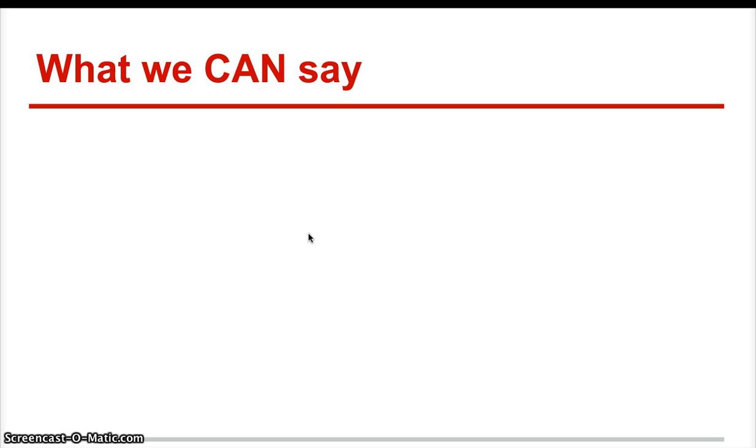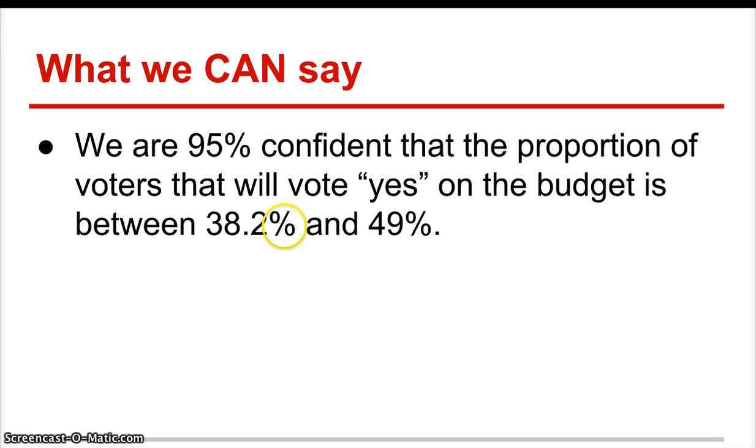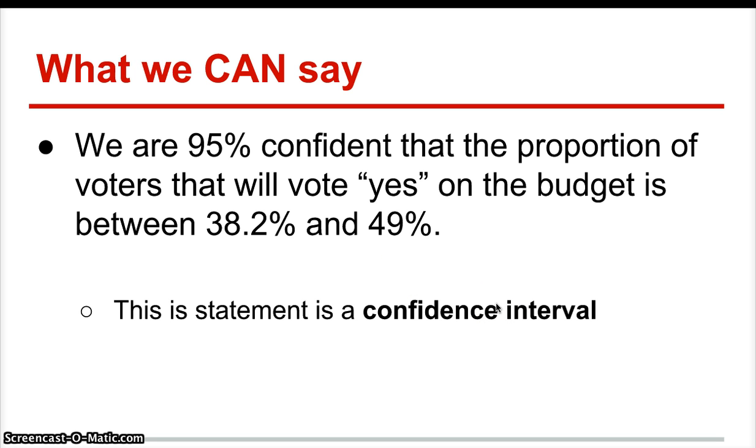This is actually what we're learning: what we can say, and what this 95% tells us. We are 95% confident that the proportion of voters that will vote yes on the budget is between 38.2 and 49%. This is why that 95% is important. This is why we do it. This is called a confidence interval. We know that we're 95% confident that the yes voters will be between 38.2 and 49.